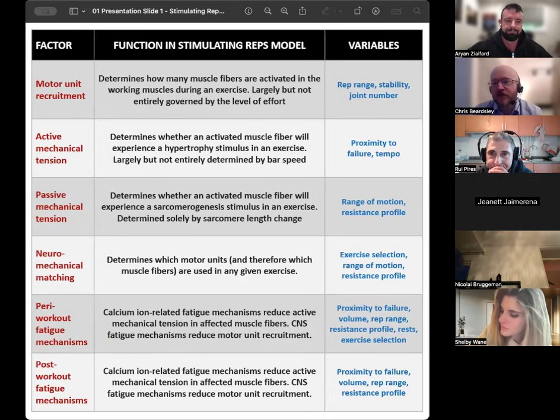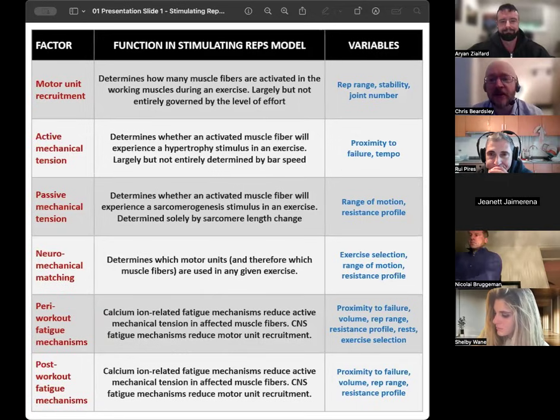In terms of other physiological variables, we've also got passive mechanical tension driving sarcomerigenesis. I'm not planning to talk about this very much because it's not something that more advanced bodybuilders really need to worry too much about developing. They've probably got most of the adaptations they're going to get.